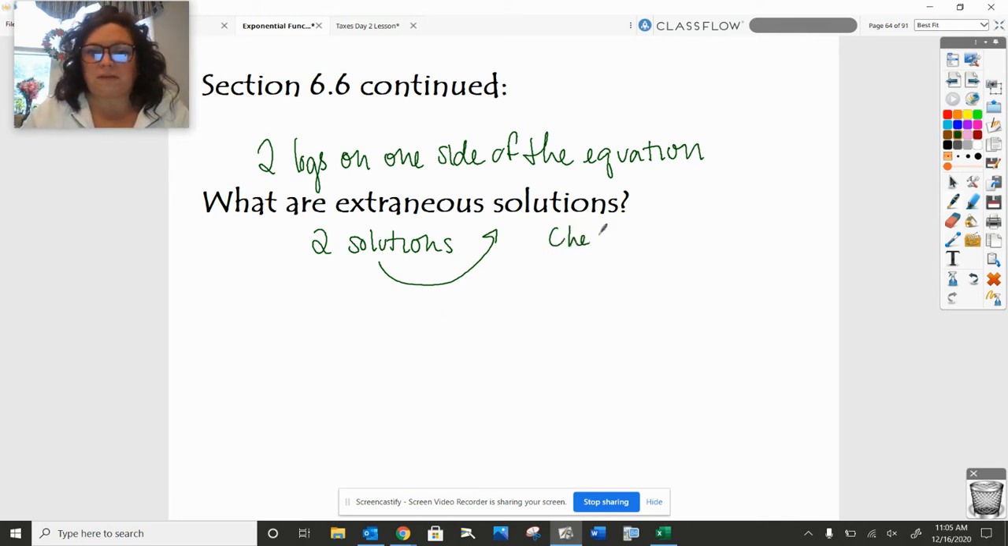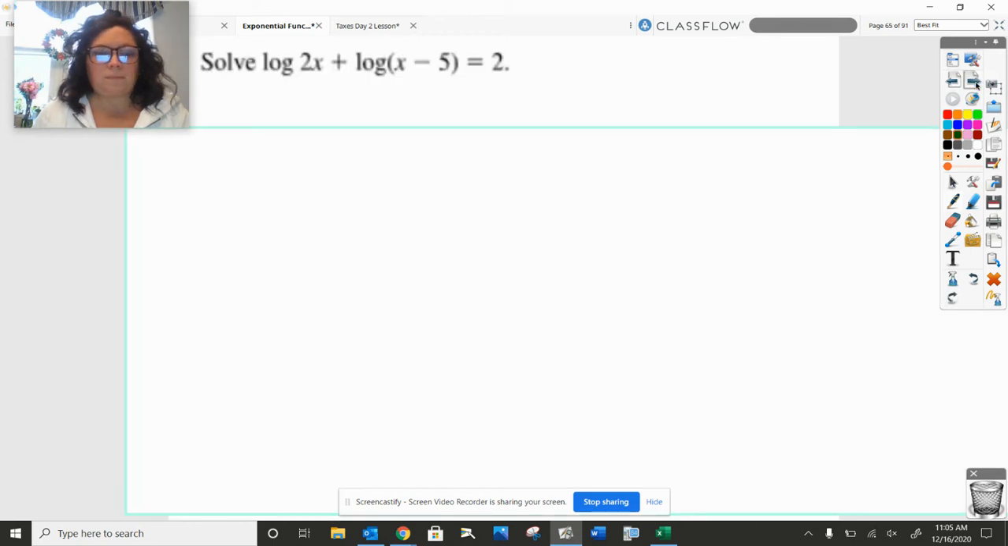So we've done this before with equations, where you plug into the original and you check to make sure they work. Same dealio here with these, okay? Let's take a look at this first one. Solve log of 2x plus log of x minus 5 equals 2. Notice they're both in base 10 since it's not written, but because I have this addition of 2 logs over here, we need to combine these and make it a single log.